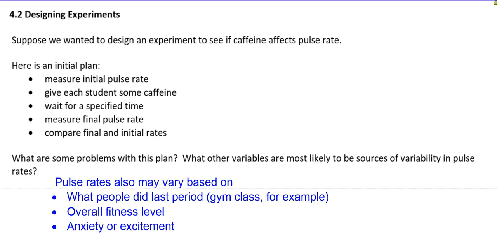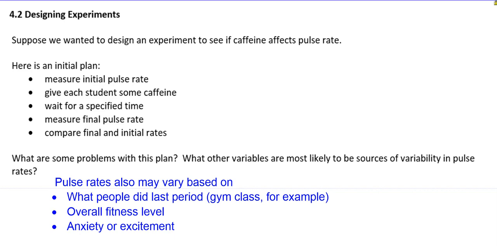Suppose we wanted to design an experiment to see if caffeine affects pulse rate. We'll do this in class to talk about the different aspects of experimental design. So here's an idea. Everyone measures their initial pulse rate, then everybody drinks some caffeine, we wait for a little time, we measure the final pulse rate, and we compare final and initial pulse rates. Well, what are some problems with this plan?